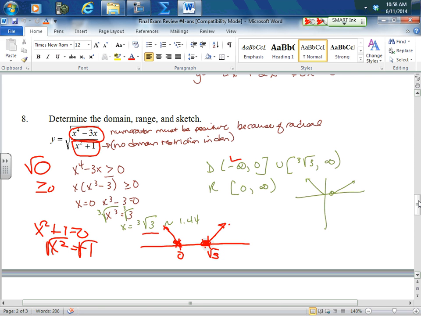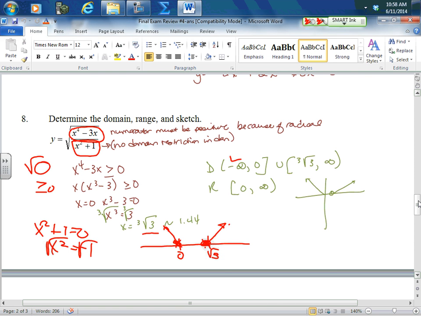And your range. Did I ask you the range? Yeah, I did. Your range is easy. Coming out of a radical, are you ever going to have a negative number? No. So can you possibly have a 0? Yep. So anything from 0 and above. You just can't have a negative that comes out of a radical.